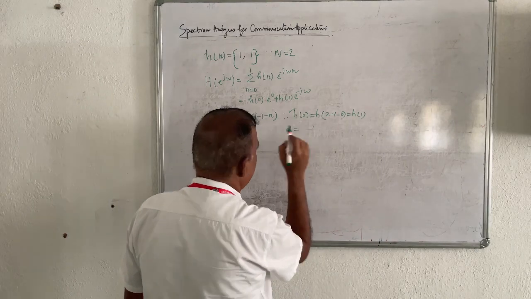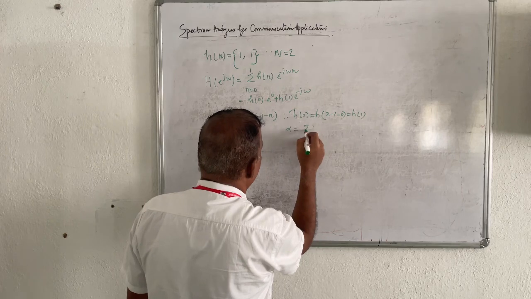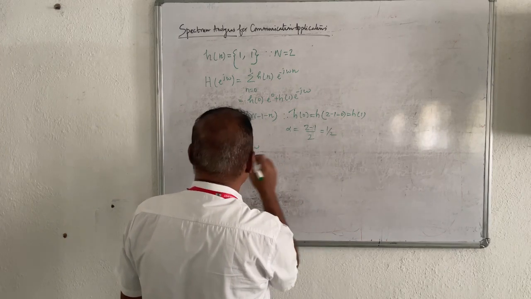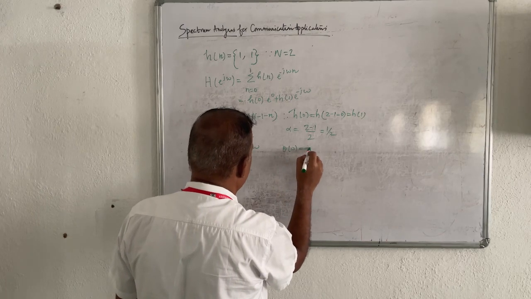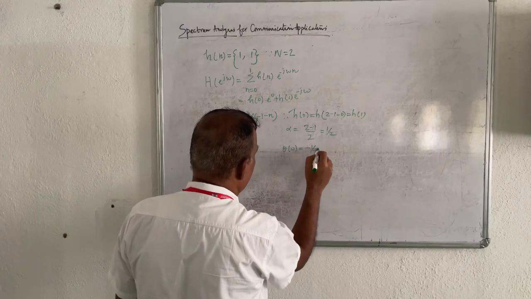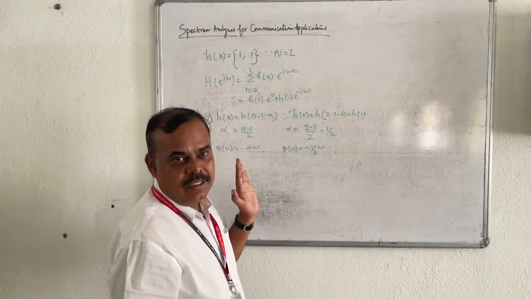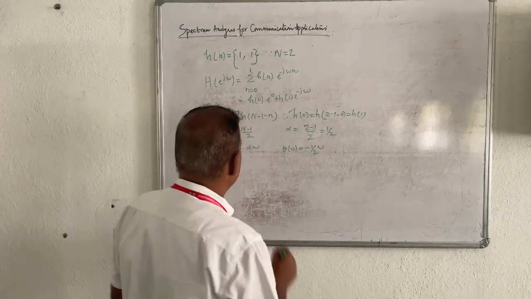Then find alpha, the center of symmetry, N minus 1 by 2. N is 2, so 2 minus 1 by 2, that is 1 by 2. Then the third condition is theta of omega. Theta of omega is minus alpha omega, with alpha 1 by 2, so minus omega by 2. So this is theta of omega. All three conditions are satisfied. Then you apply these three conditions into this equation.